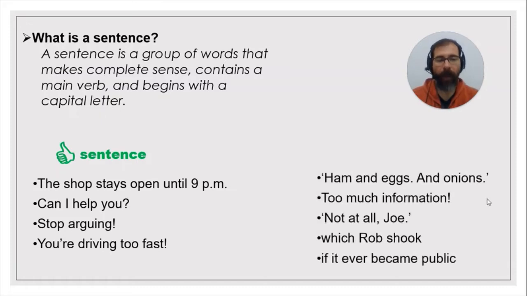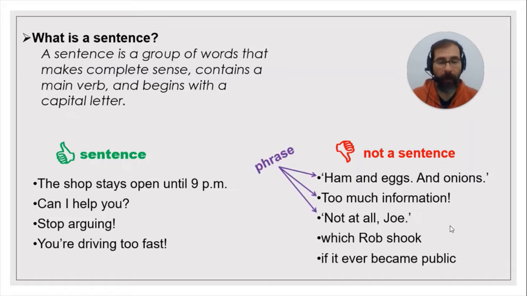Now, we have here some examples of a group of words that are not sentences. The first three have no verbs. They are phrases. The last two have verbs, but they don't make sense. They are clauses.